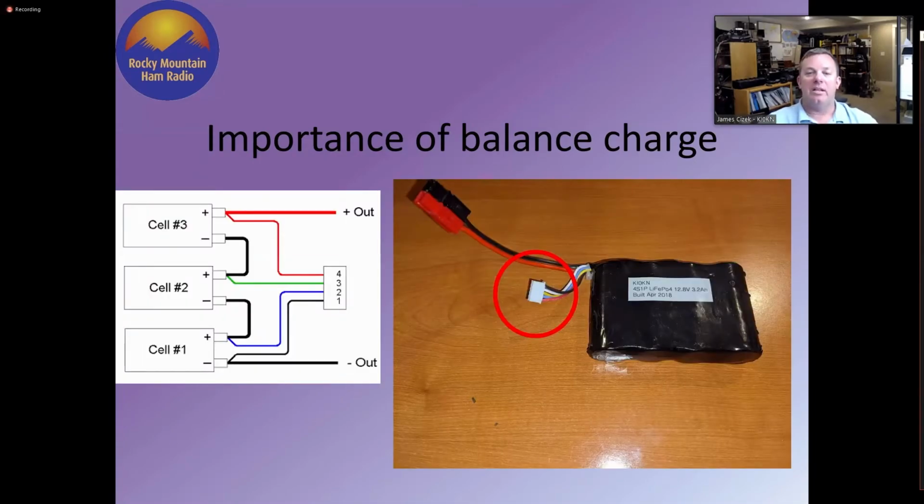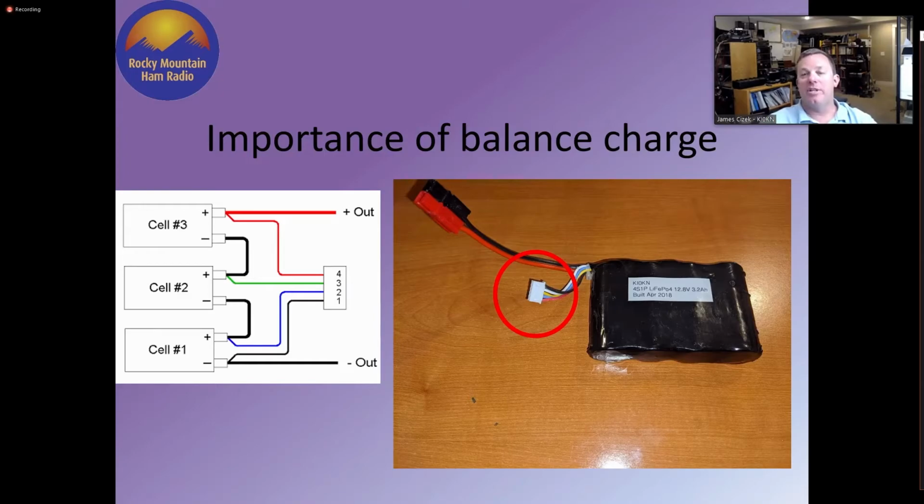So that little white connector is the balance charge connector, and you see there's a schematic diagram on the left that shows how that's put together. That is how the charger can actually look into a built pack and determine what the voltage of each one of the cells is independently.